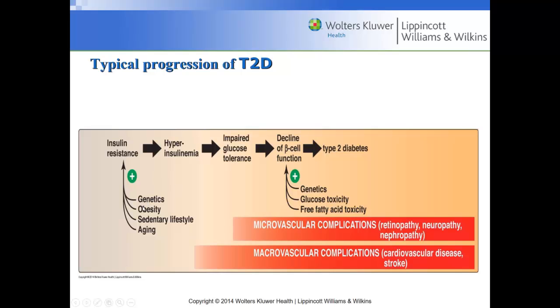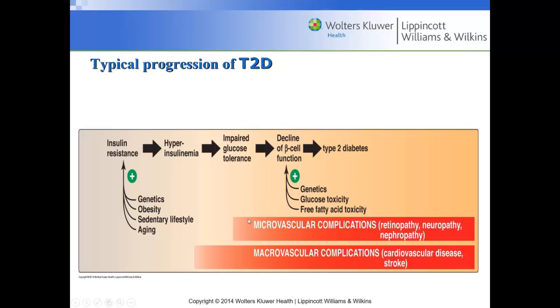So this is how type 2 diabetes progresses. We start with insulin resistance. The body is making too much insulin. There is impaired glucose tolerance, and there is a decline in the function of the beta cells, and then there is type 2 diabetes. What causes the beta cell dysfunction? Genetic factors, or some people think that there is glucose toxicity or free fatty acid toxicity. All these factors together will lead to the decline in the function of the beta cells.